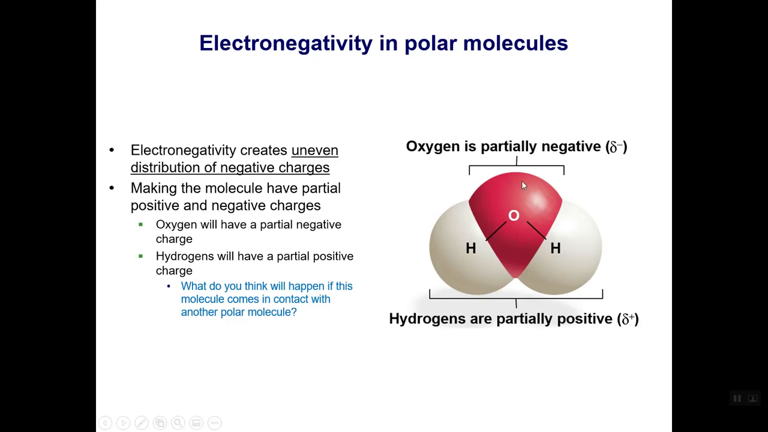Likewise, since all of these negative charges, the electrons, are being dragged over here towards oxygen, that means less of them will be over here with hydrogen. So we'll have a partial positive charge over there. So overall, electronegativity creates an uneven distribution of our electrons, making them have partial negative and partial positive poles. That's why we call it a polar bond, polar covalent. So what do you think will happen if this molecule comes in contact with another polar molecule? Let's just say for all intents and purposes that it's another water.